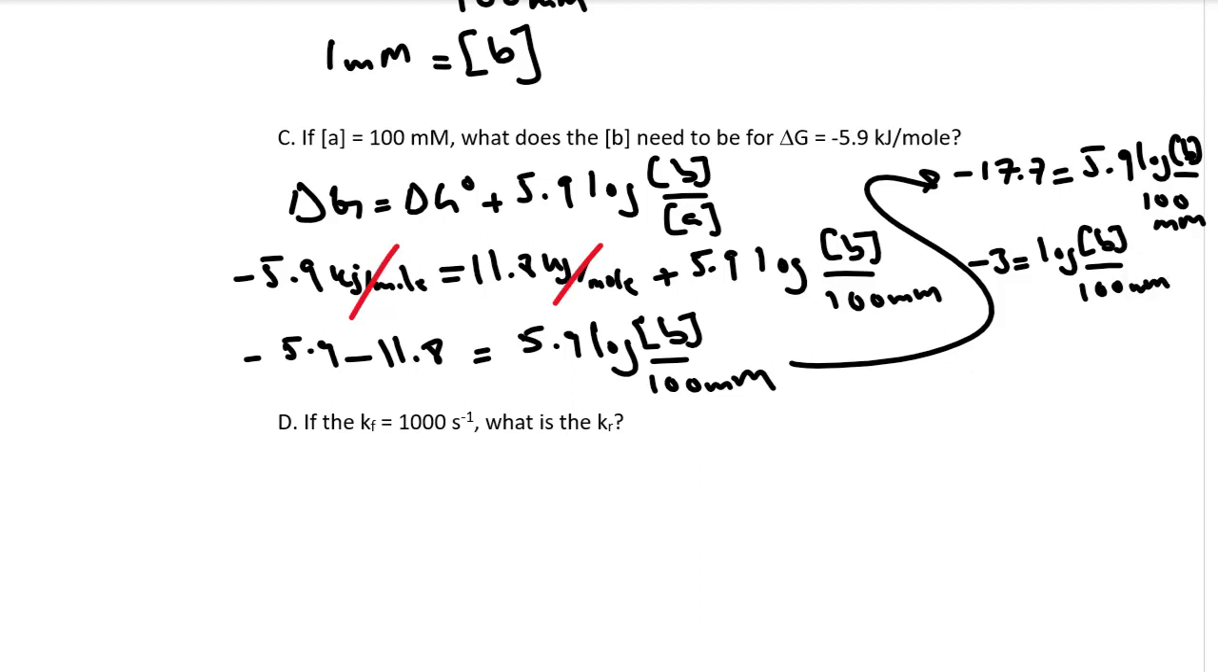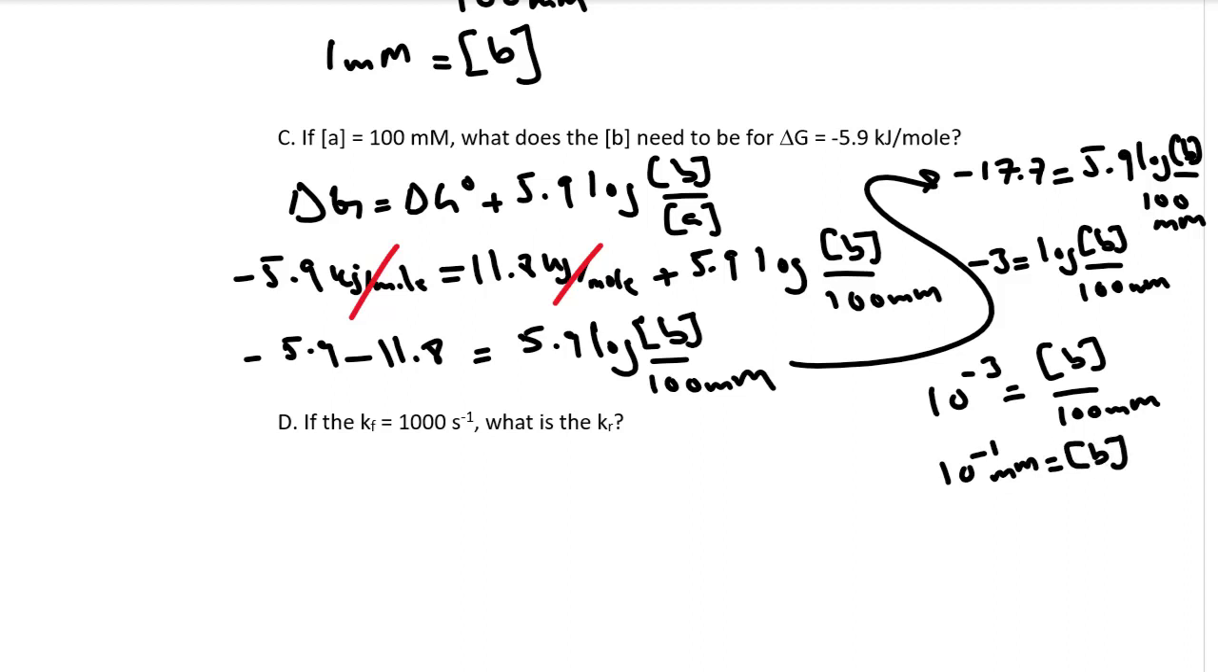And I'm going to put both sides to the base of 10, so 10 to the minus 3 equals, and what will happen, this will just become B over 100. So I'm going to multiply both sides by 100 millimolarity, and this will give me 10 to the minus 1 millimolarity equals the concentration of B.